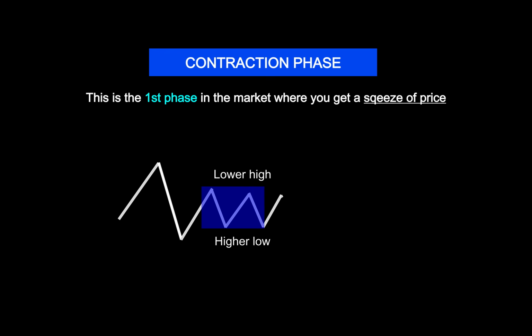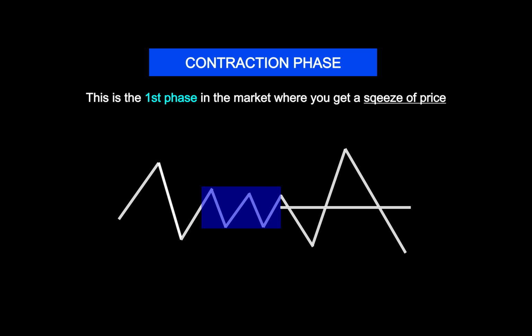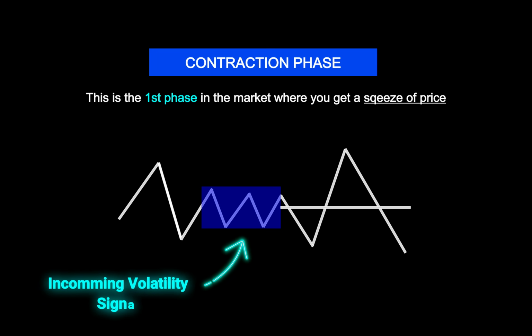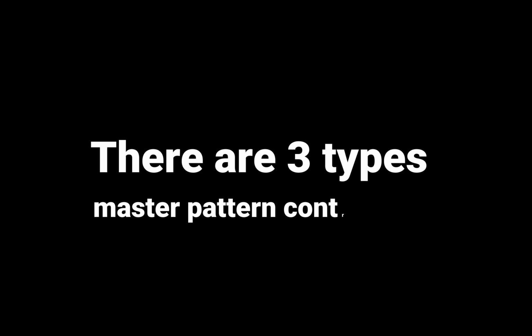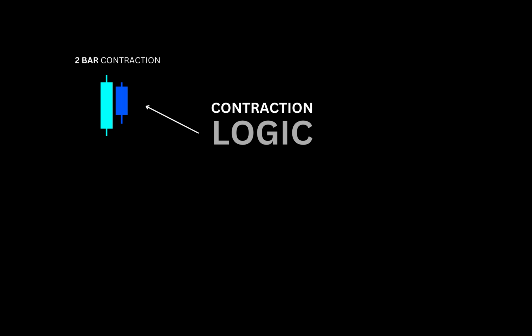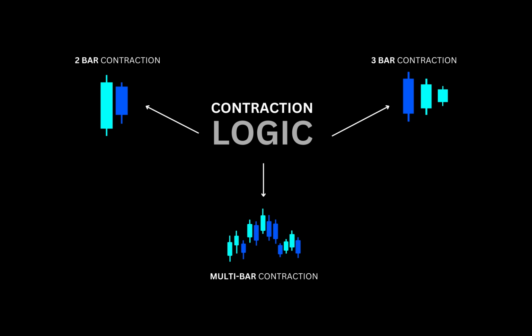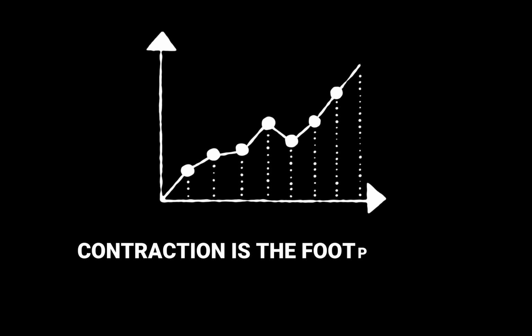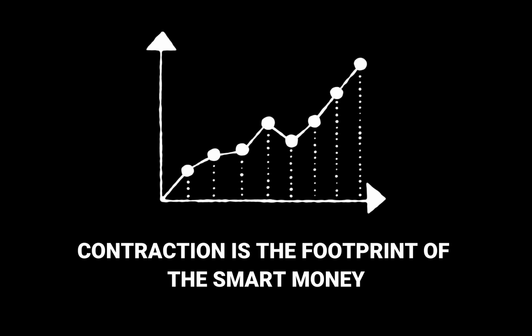Part number one, what is contraction? Contraction is simply a point in the market where price compresses. It's the moment the market stores energy before the next expansion. There are three types of master pattern contractions: 2-bar contractions, which is the simplest form, 3-bar contractions, which is slightly tighter structures, and the multi-bar contraction, a cluster of candles forming a tight range.